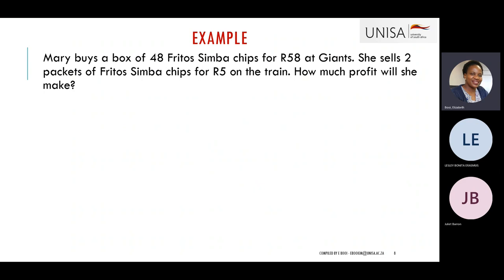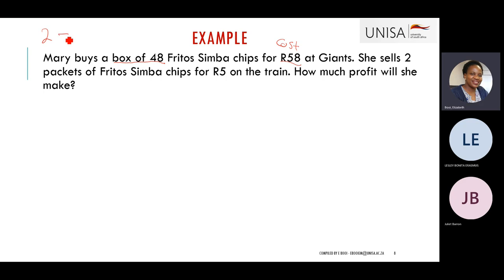Mary buys a box of 48 Fritos Zimba chips for 58 rand at Giants. She sells two packets of Fritos Zimba chips for 5 rand on a tray. How much profit would she make? Now, the first thing we need to recognize from here is that a box has 48 Fritos Zimba chips and they bought it. So this is the cost. So the cost is 58 rand. That's what they sell. She bought four. She sells two packets for 5 rand.